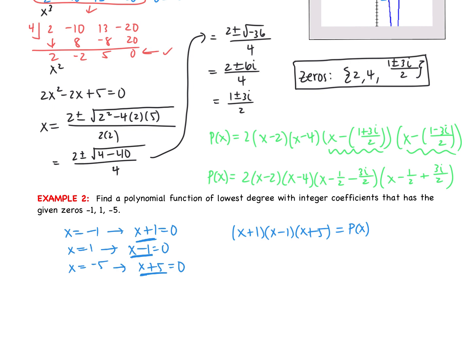Okay, one thing I want to point out before we take our break. I don't know if you saw this in the directions or took note. It says find a polynomial function. It doesn't say find the polynomial function. It says find a, which means there's more than one answer. So this is not the only answer. Does anybody know why? Where another answer would come from?